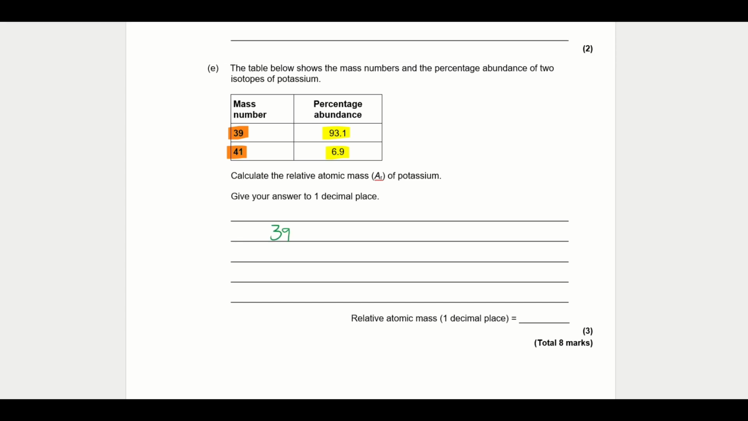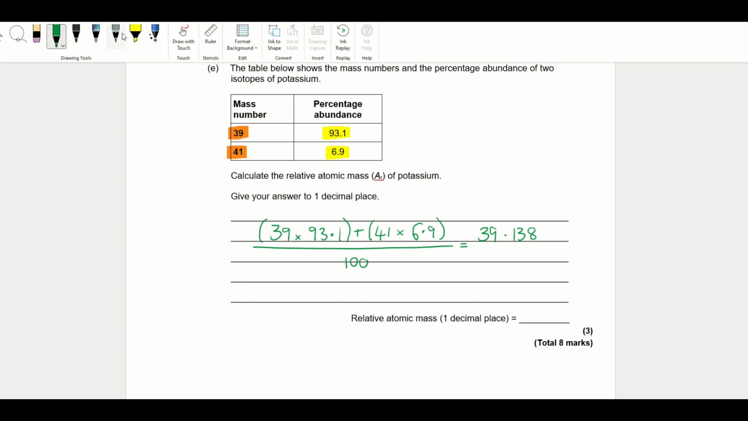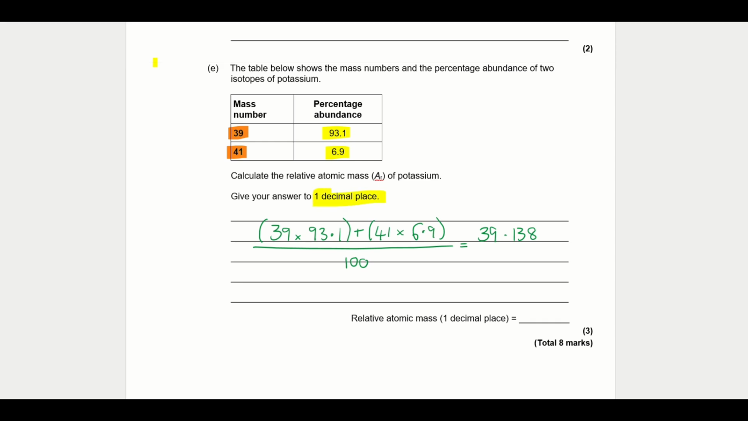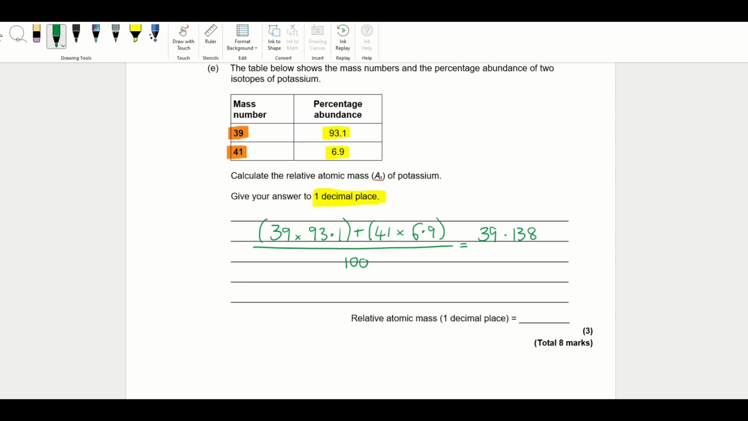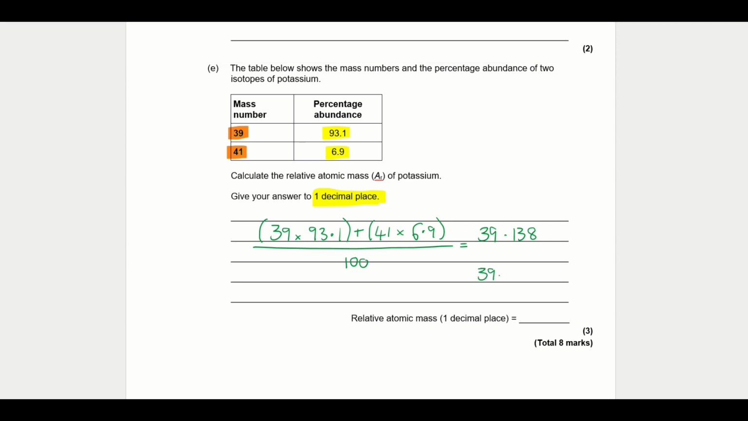So I'm going to do 39 multiplied by 93.1. I'll put that in brackets. And I'm going to add to that 41 multiplied by the percentage for 41, which is 6.9. And then I divide the whole calculation by 100. Now if I work all of that out, I should get 39.138. And the question says quite clearly at the top, give your answer to 1 decimal place. So I have to round that to 1 dp. So that's going to leave me with a relative mass of 39.1. And I'll just pop that in the bottom, 39.1.